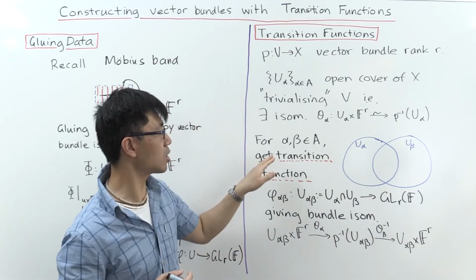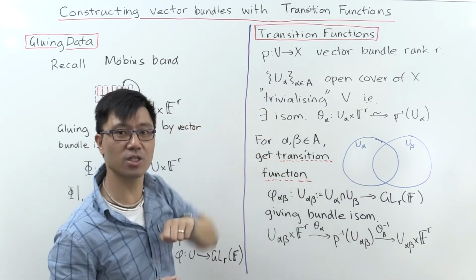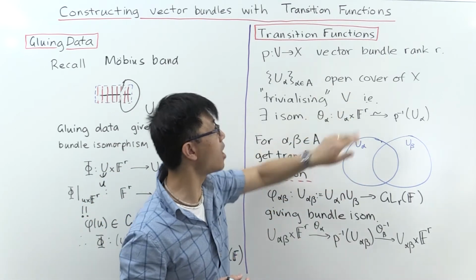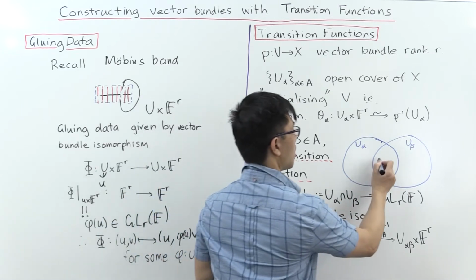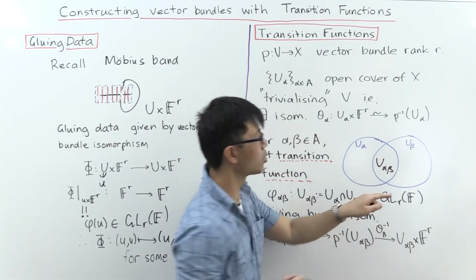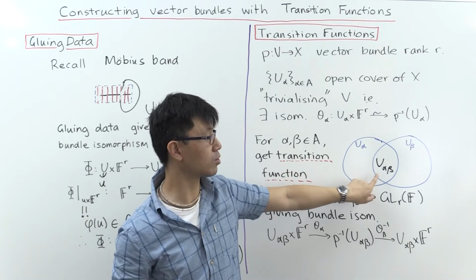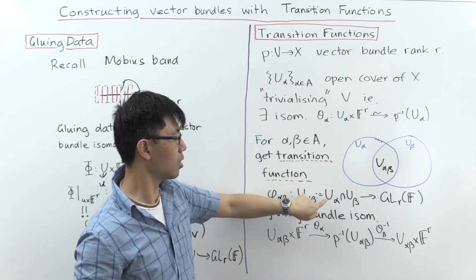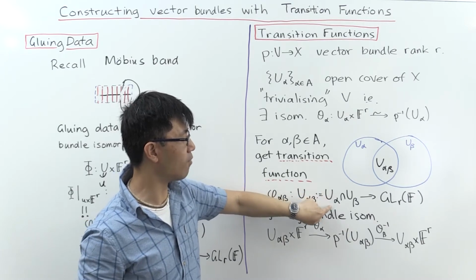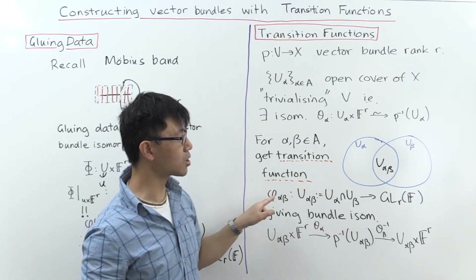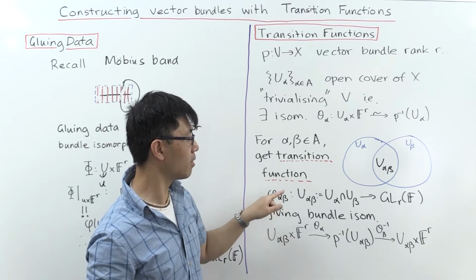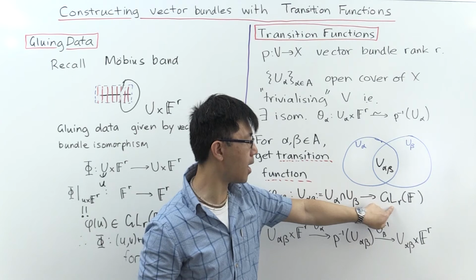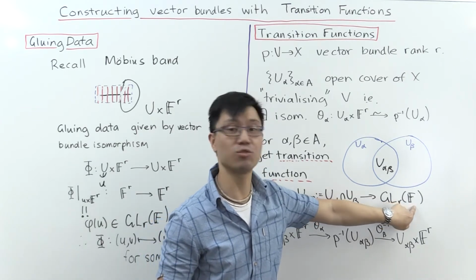Okay, so let's look at that. So what is the transition function here? This is something about what's happening on the intersection, where you can use either of these trivializations. So we'll denote this intersection by U subscript alpha beta, which is defined to be U alpha intersect U beta. This is going to be a map from this intersection to invertible R by R matrices with entries inside F.